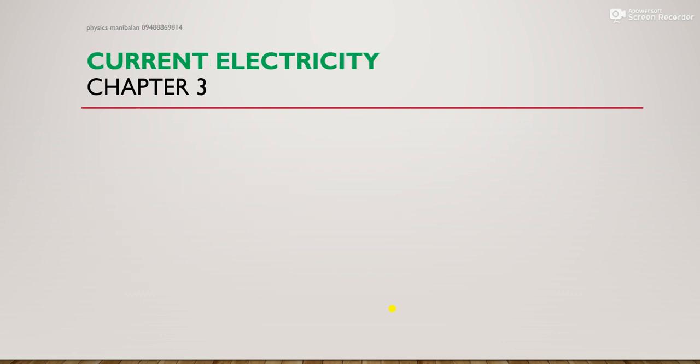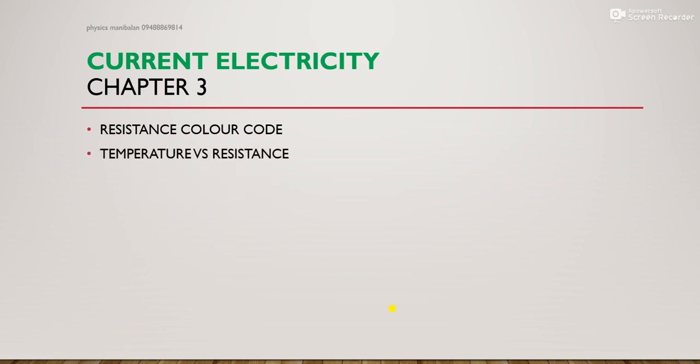Okay, repeated questions from current electricity. Current electricity is one of the most important chapters. The first one, color code: 2-3 times they asked color code problems. The next one, the temperature versus resistance graph was also asked, along with factors affecting resistance, how the temperature matters: R_T is equal to R0 (1 plus alpha T). Problems based on that formula were also asked.